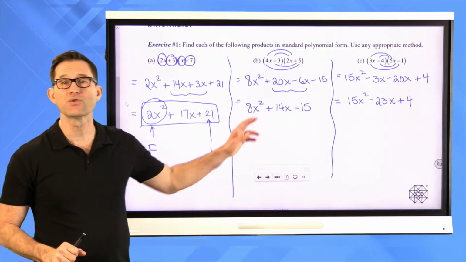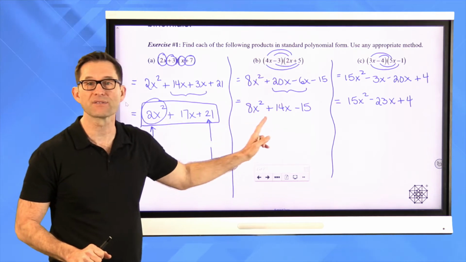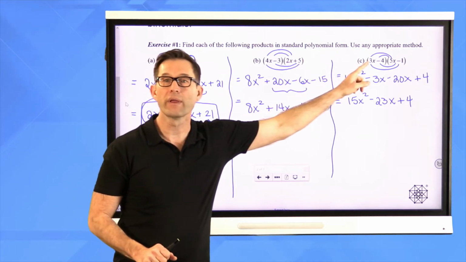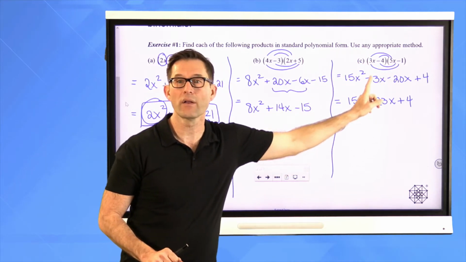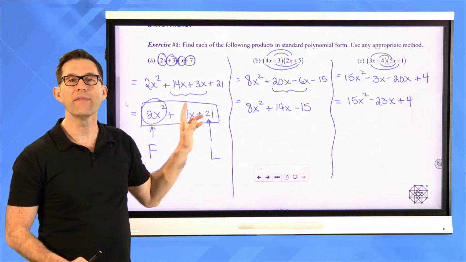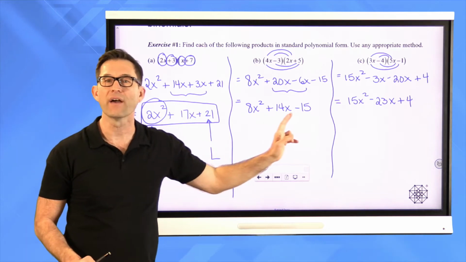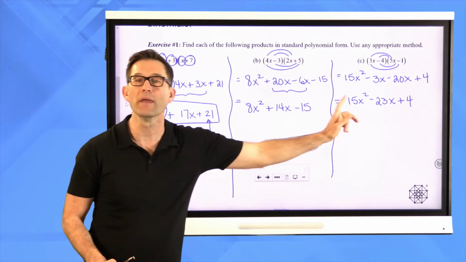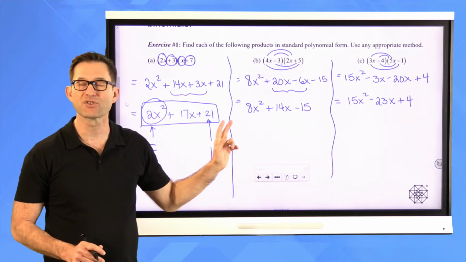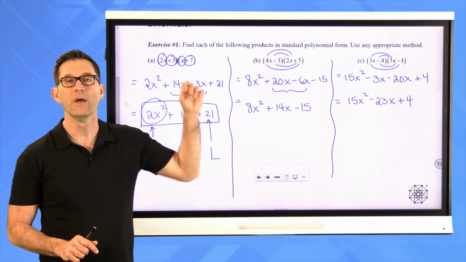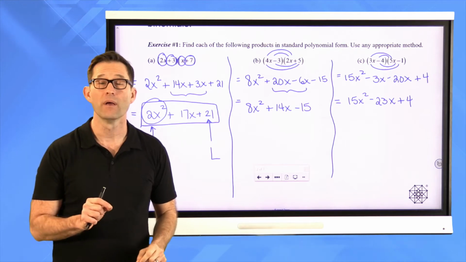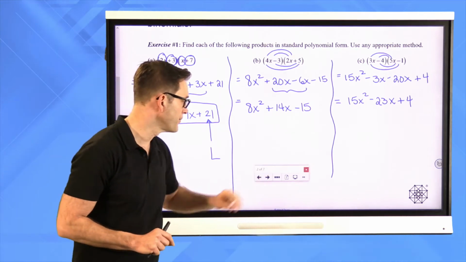And the same thing is true in each one of these, right? 4x times 2x is 8x squared. Negative 3 times positive 5 is negative 15. 3x times 5x is 15x squared. Negative 4 times negative 1 is positive 4. It's the O and the I that combine to give us the linear term in the middle. But the first term in our trinomial and the last term of our trinomial simply come from multiplying firsts and lasts. And that is very important before we get into this more challenging factoring.